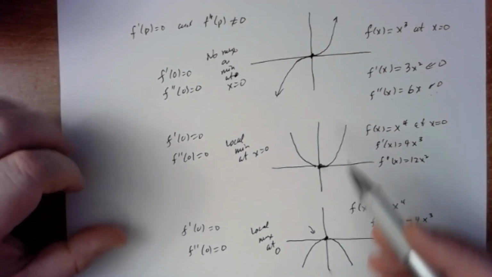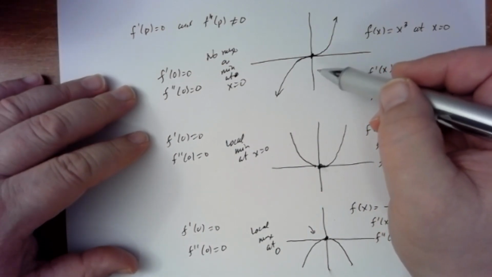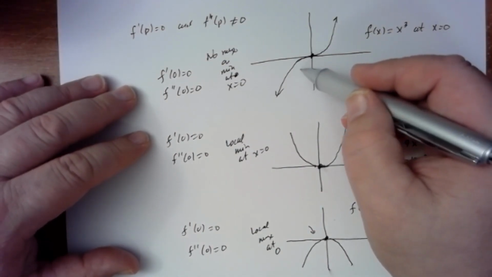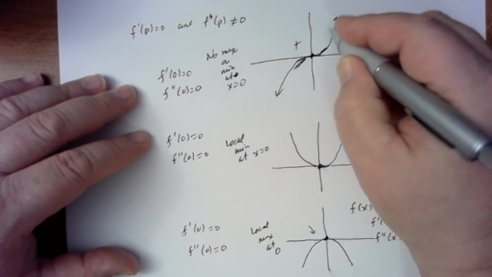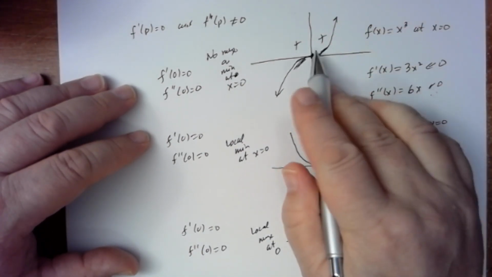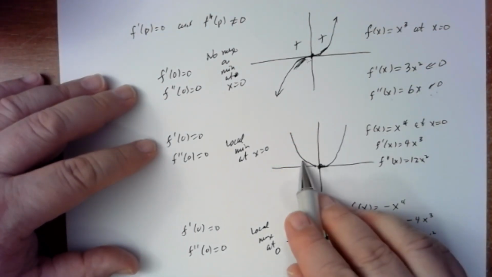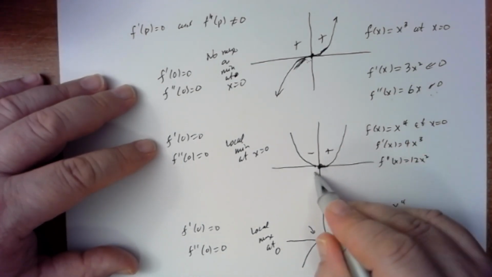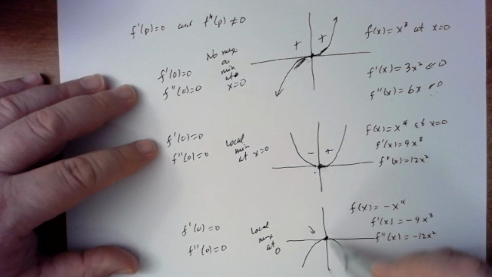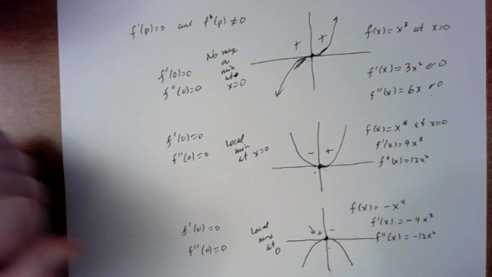However, notice that in each of these cases, if you had used the first derivative test, what would have happened? Here the first derivative is positive, and here the first derivative is positive, and so you would have known that this was not a local max or min. Here the first derivative is negative, and then it's positive, which means you do have a local max or min. And then the first derivative test here would have told you that this is a positive versus a negative.